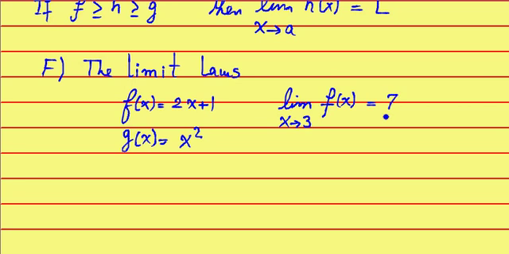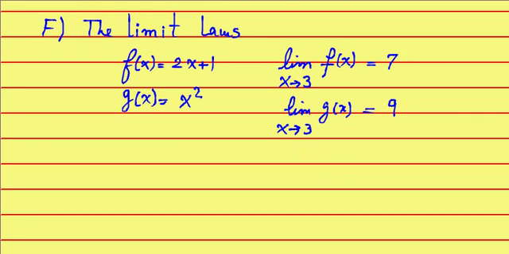Okay. Let me assume that you all guessed it right, that the answer is 7. How about g? What is the limit of g of x as x approaches the same value 3? I'm hoping that most of you guessed it right, that the answer is 9. For these simple problems, we don't really have to do much, and that's really the point of these limit laws.